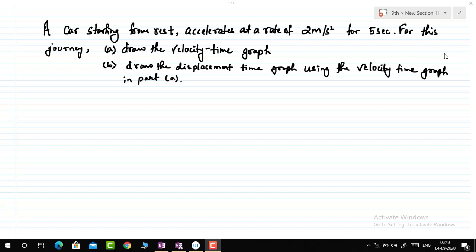Good morning, students. In this module, I'll cover the one graphical question based on your second chapter of physics. The question is, a car starting from rest accelerates at a rate of 2 meter per second square for 5 seconds. For this journey, we need to draw the velocity time graph, and with the help of the velocity time graph, we have to show the displacement time graph also.